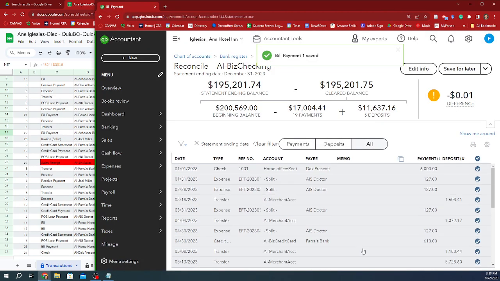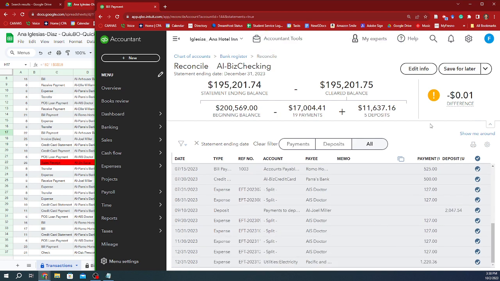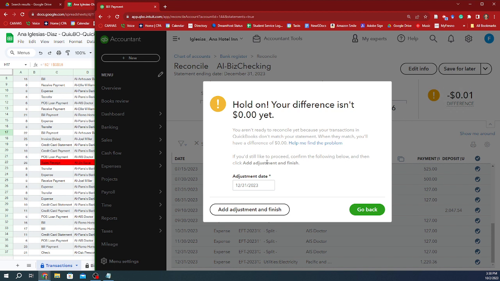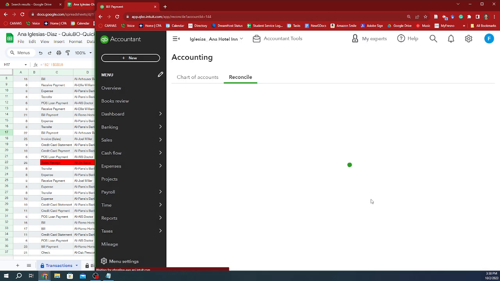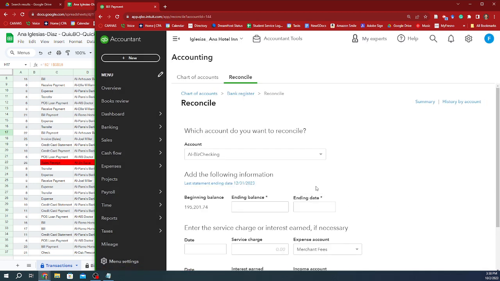Okay, so are we balanced now? Yeah, that penny is okay. I can just go ahead and say finish now. And it's going to tell me, hold on, there's a difference. And I'm going to say, just go ahead and adjust it. Let's go ahead and adjust the entry and finish for that penny. So that penny is done, right?